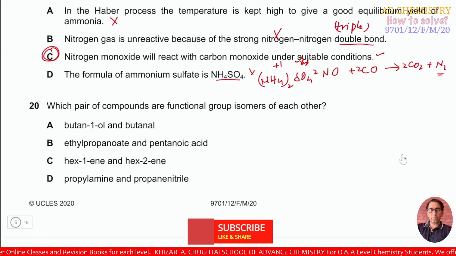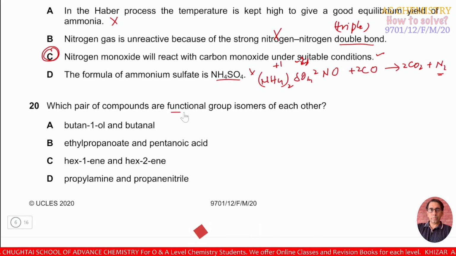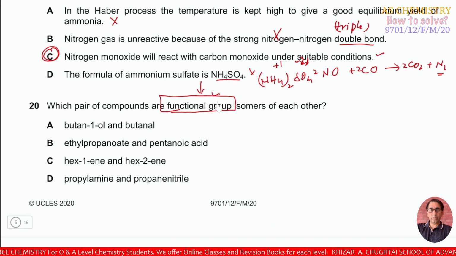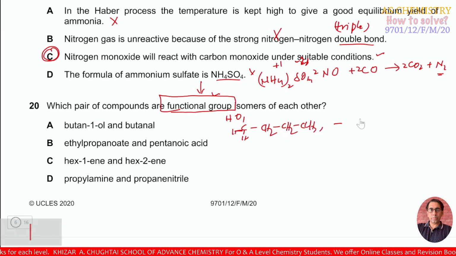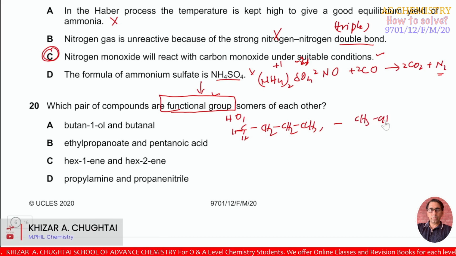Next one, question number 20. Which pair of compounds are functional group isomers of each other? Butan-1-ol and butanal. Functional group isomers mean compounds having the same molecular formula but different functional groups. Butan-1-ol, I mean the first carbon has the OH group, there are 2 hydrogens, and CH3. Versus butanal, it's CH3, CH2, CH2, C double bond O, H.